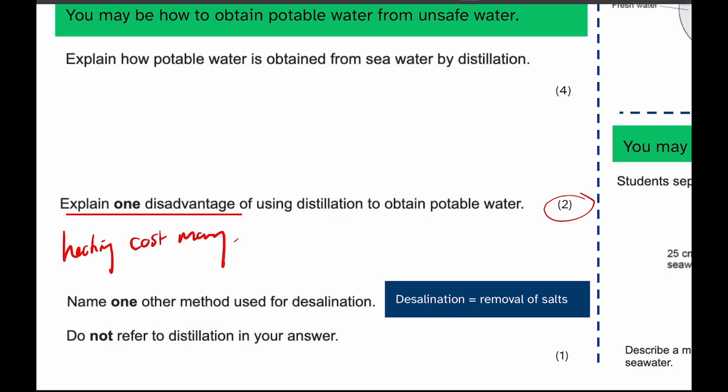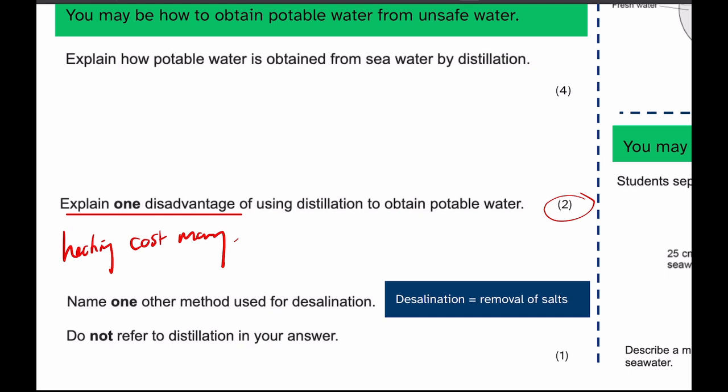Why is that a problem? Well, the issue is that the places where water isn't safe to drink is normally countries that haven't got a lot of money, in order to be spending money on obtaining safe water rather than spending money on food. So that is a problem. So maybe another way is better than distillation. So what else can we do?